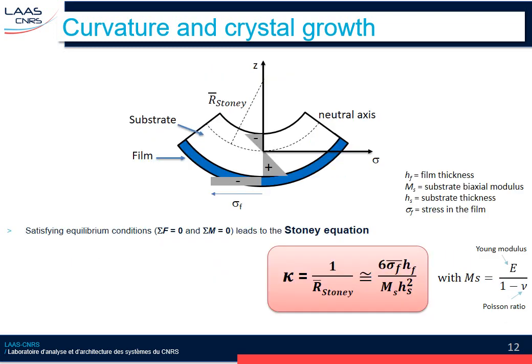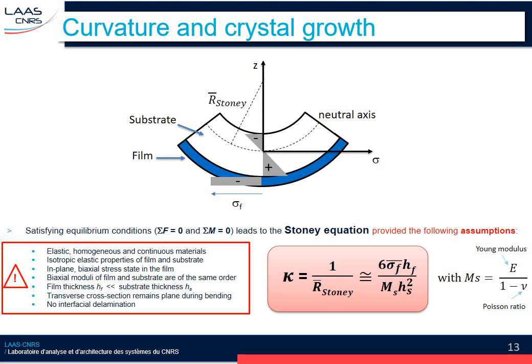So you will have a bending of the whole system, film plus substrate, which will end up in an equilibrium state, and you can define a radius of curvature of this system. The Stoney equation, which Stoney developed in 1909, so it's not very new, sets that the curvature, or 1 over this radius of curvature, equals 6 times the stress in the film times the film thickness, divided by the biaxial modulus of the substrate and the thickness of the substrate squared.